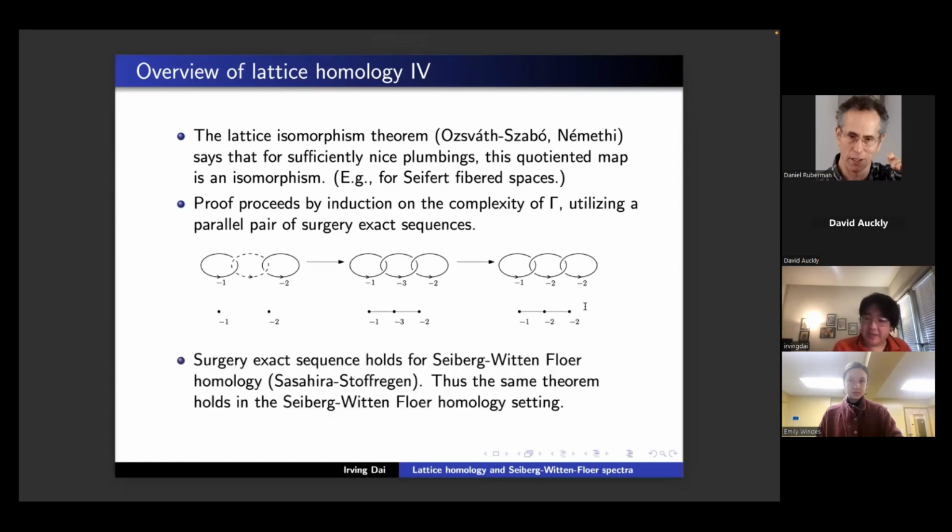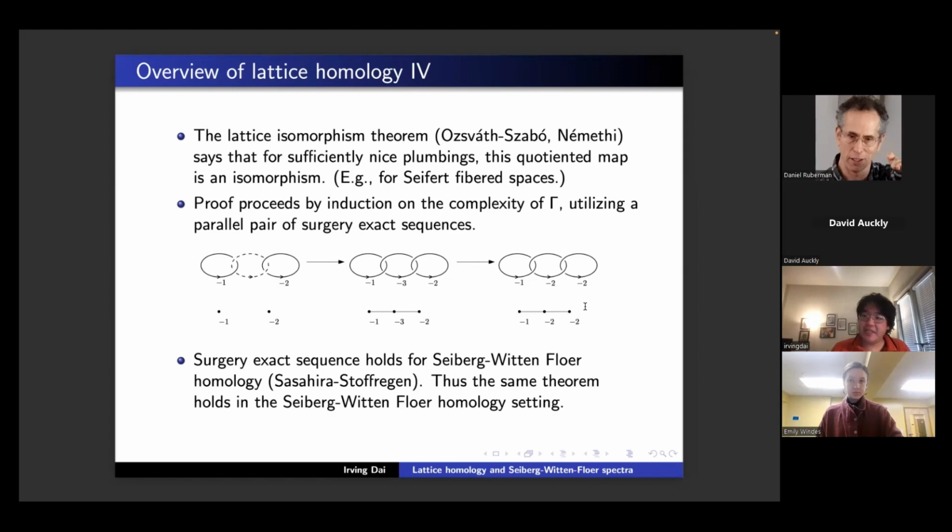Okay, and in particular, recently my co-authors established a surgery sequence for Seiberg-Witten-Floer, well, homotopy. But in particular, you could ask, does Seiberg-Witten-Floer homology satisfy the same surgery sequence as Seiberg-Floer homology or monopole Floer homology? And the answer is yes. And what that means is, as long as Seiberg-Witten-Floer homology satisfies sufficiently many of the same formal properties as Seiberg-Floer homology, the same argument will apply to show that lattice homology is isomorphic to Seiberg-Witten-Floer homology.